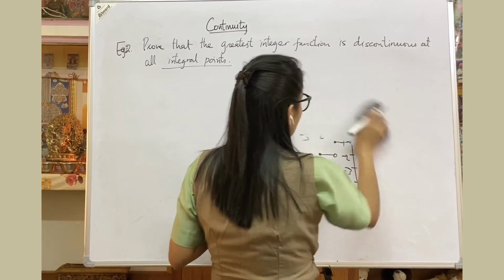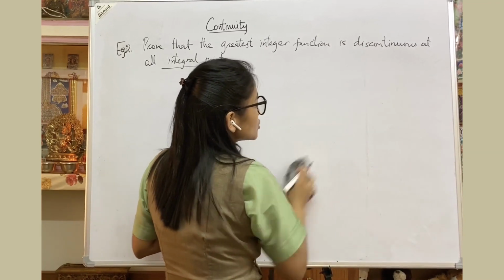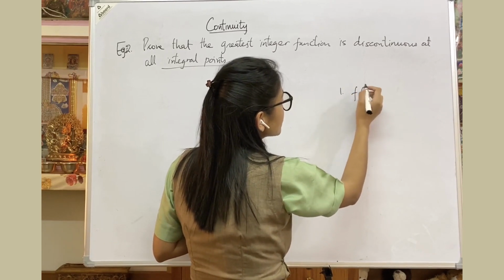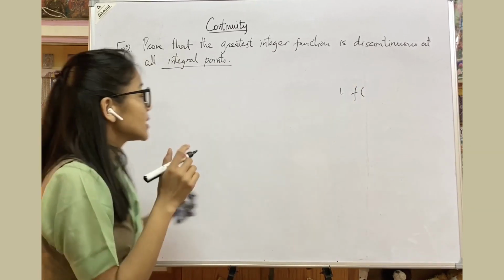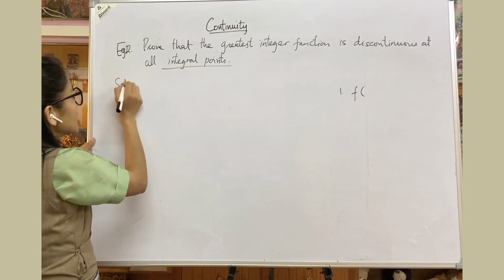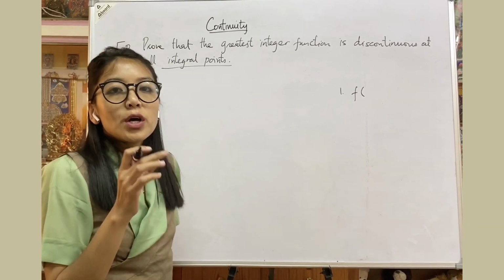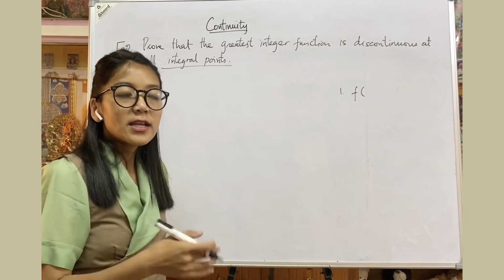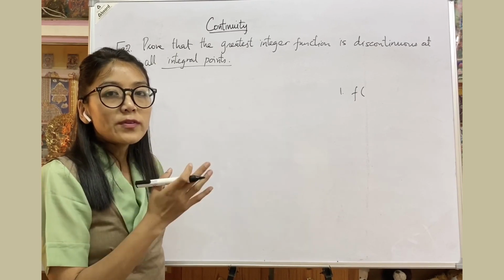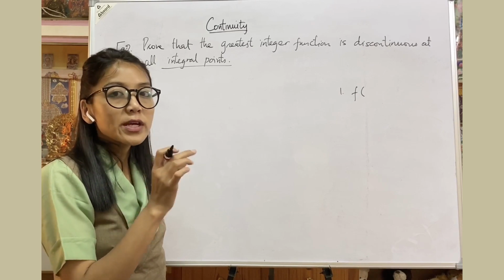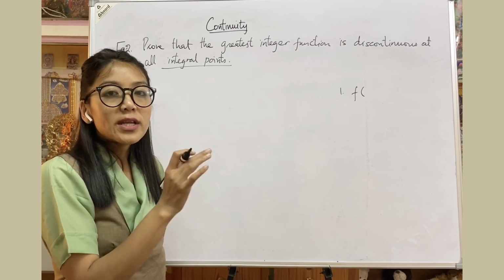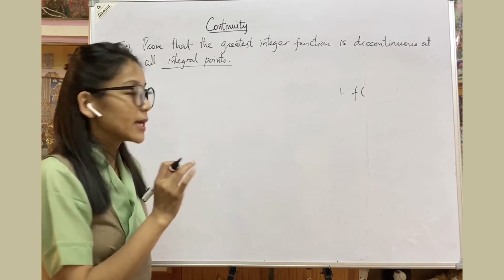We are going to use the same method, there's nothing new. Now you have to look for the three conditions. Here we have to check at all the integral points, not at a specific point. So we will prove it in general. It's not possible for us to show that it is discontinuous at 0, then at 1, and so on for all integers. So we will take the help of a parameter or variable a, and let this a be any integer. So we will show that this function is discontinuous at a.